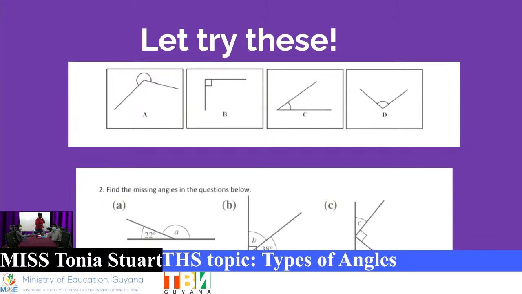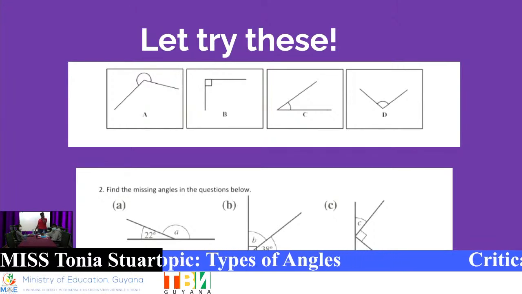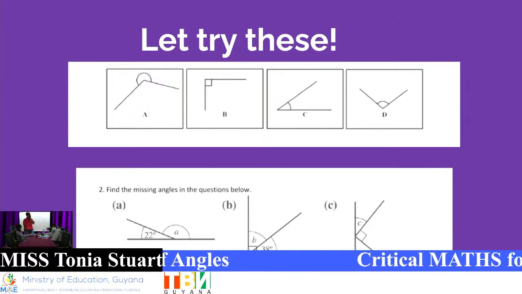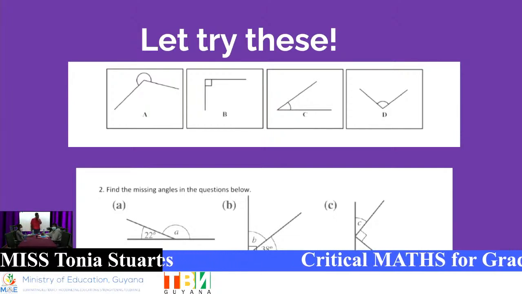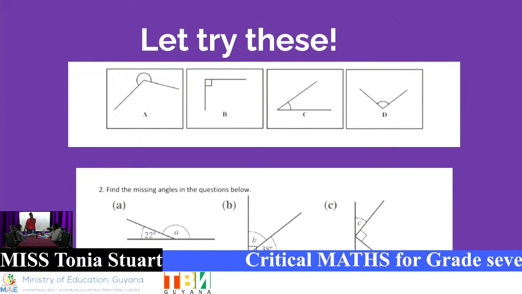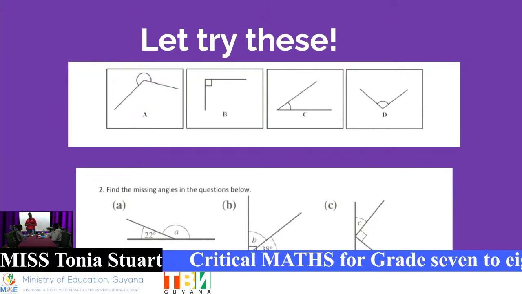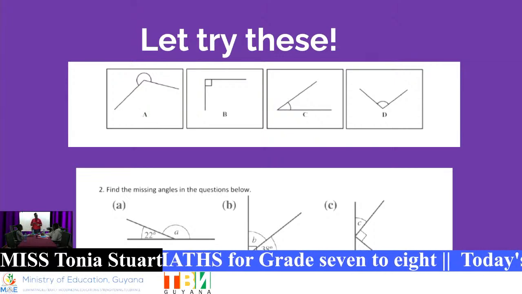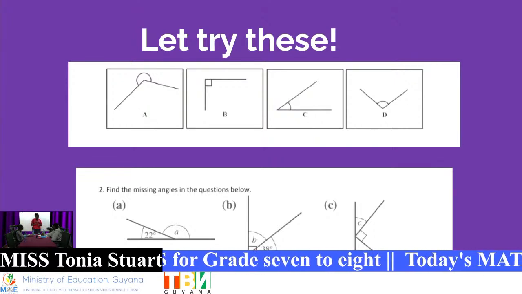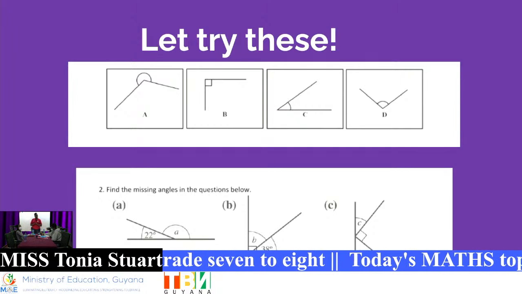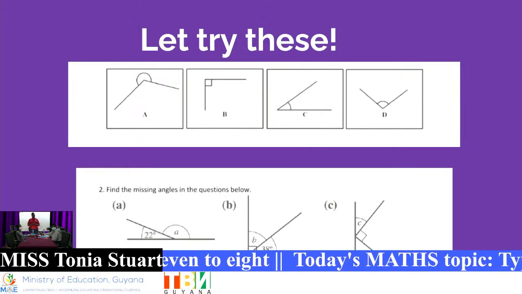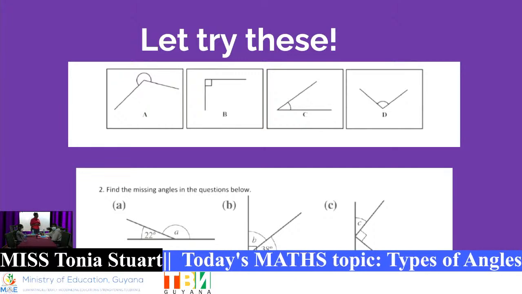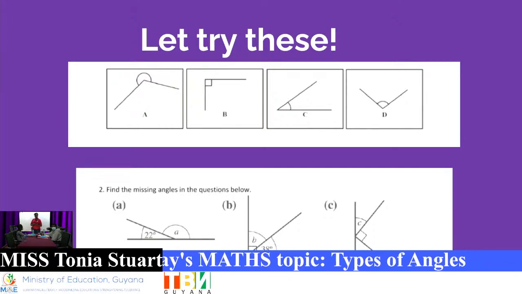So let's go to B. Right angle. Do you agree, Shamar? Yes. And what about a right angle? It has a box to show you that. Good. What else? It's equal to 90 degrees. Good. C. Shamar? An acute angle. Do you agree? Yes. Great.